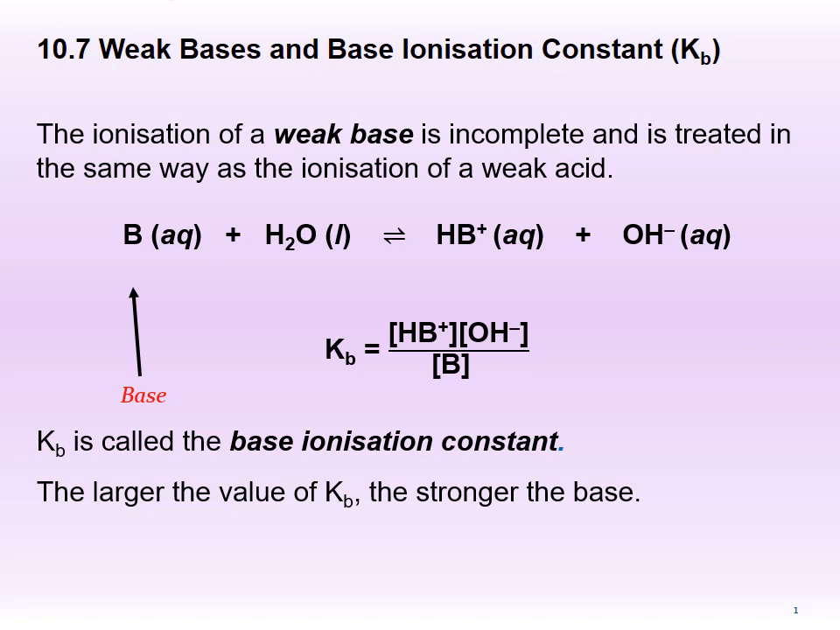Kb is called the base ionization constant. It is also a special case of Kc. Instead of the subscript C, the letter B is used in Kb to denote base. The larger the value of Kb, the stronger the base.